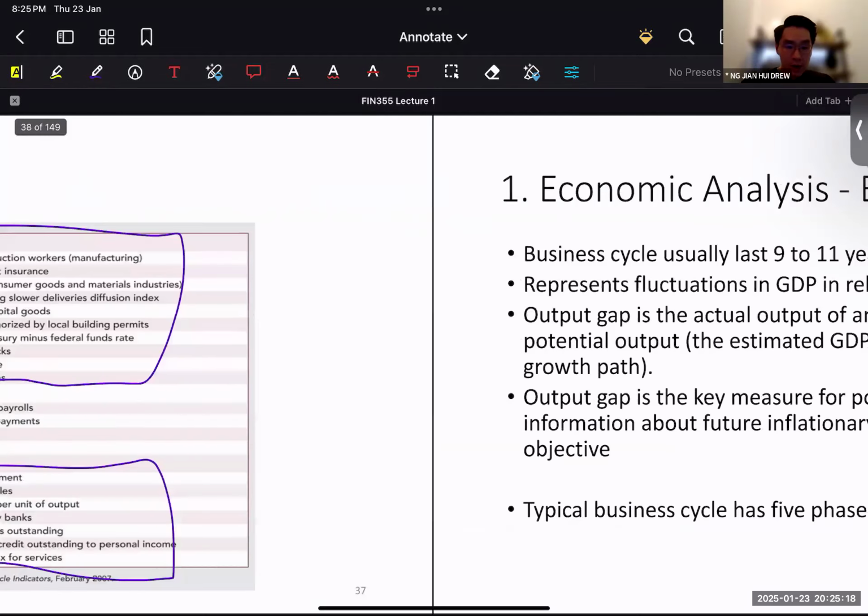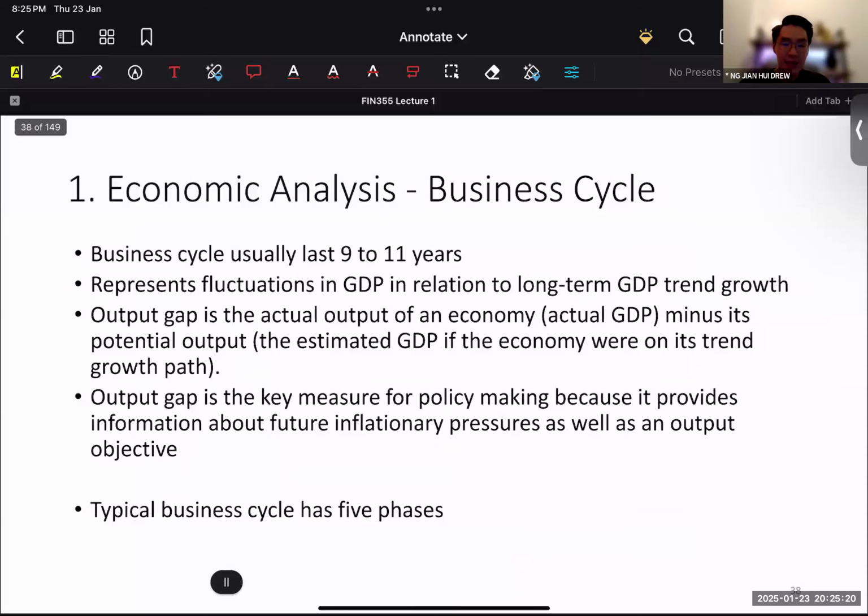Okay, so we talk about economic analysis. Let's look at some business cycle trends. So generally, a business cycle lasts 9 to 11 years, and it fluctuates, right? From the peak and then it goes to the trough. Just to mention again, what's output gap? Output gap is the actual GDP minus the potential or the trend GDP.